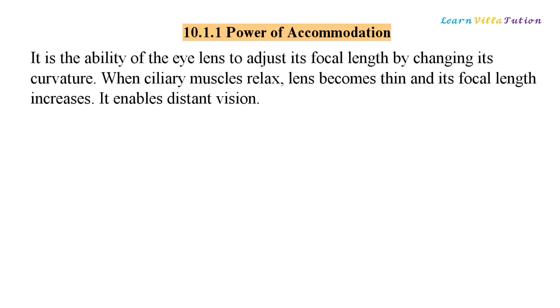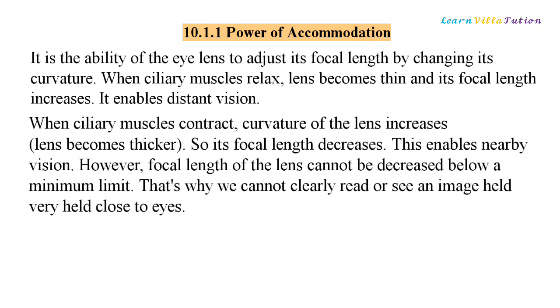Power of accommodation. It is the ability of the eye lens to adjust its focal length by changing its curvature. When ciliary muscles relax, the lens becomes thin and its focal length increases. It enables distant vision. When ciliary muscles contract, the curvature of the lens increases, the lens becomes thicker, so its focal length decreases. This enables nearby vision. However, the focal length of the lens cannot be decreased below a minimum limit. That's why we cannot clearly read or see an image held close to the eyes.